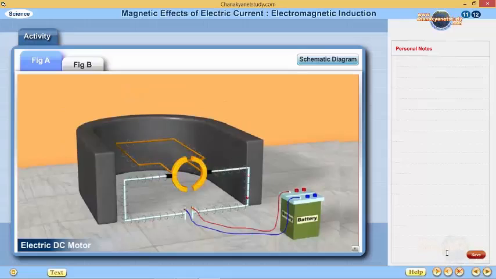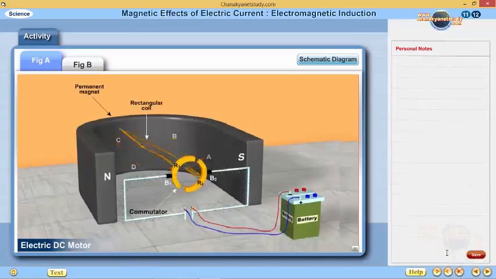Activity. Compare the figure A and figure B with respect to the components used. State the similarities and dissimilarities between the figures. Similarities in the construction of an electric motor and an electric DC generator. The armature coil, strong magnet, split ring commutator, and carbon brushes are the same in the two machines.